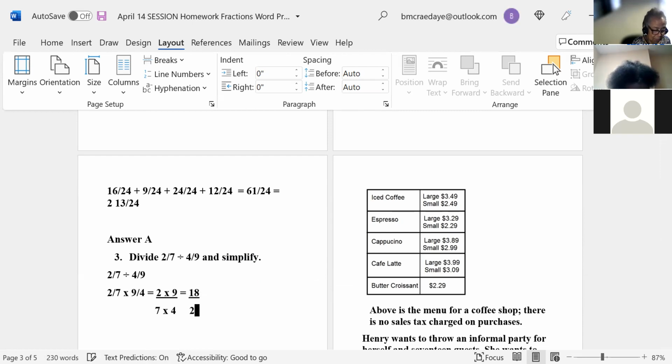Now, is that simplified, Maureen? Let's see. 18/28. Is it at its lowest term? It's simplified. There's no number that divides into both 18 and 28. Yeah, right, because you can't divide the same number into 18 and 28. Okay. Are you sure?